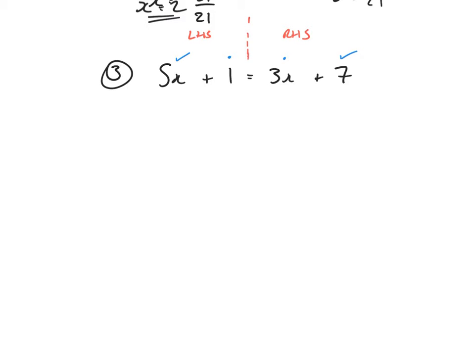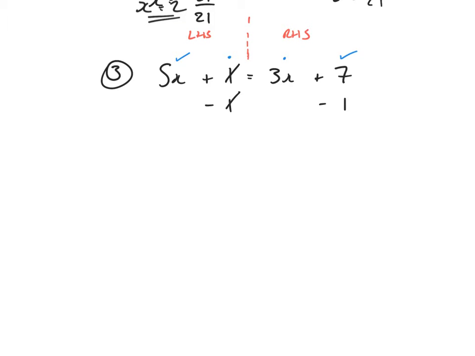So remember, it's letters to the left, numbers to the right. 5x is okay, that's on the left hand side, that's what it should be. 1 is a number term, it shouldn't be on the left hand side, so it would need to be eliminated. Number terms should be on the right, so 7 is okay, but 3x should not be on the right hand side, that will need to be eliminated. So we're going to start from left to right. Okay, so 5x is okay, but 1 is not, so we're going to eliminate it, but we need to keep things balanced, so we're going to take away 1 from both sides.